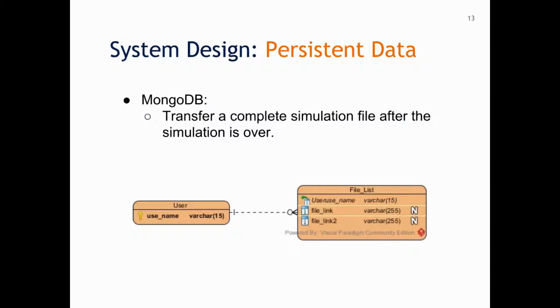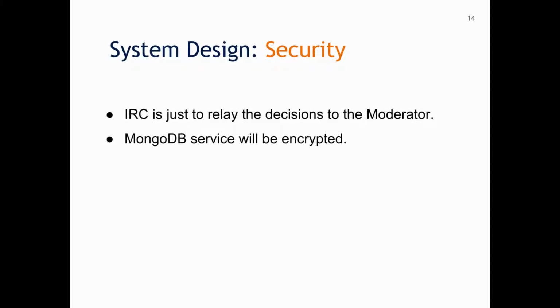Here is the persistent data. We transfer completed simulation files after the simulation is over. Here is the security. We are using an internet relay chat, which only sends a one-way defined decision chat to the moderator. The MongoDB service will be encrypted.